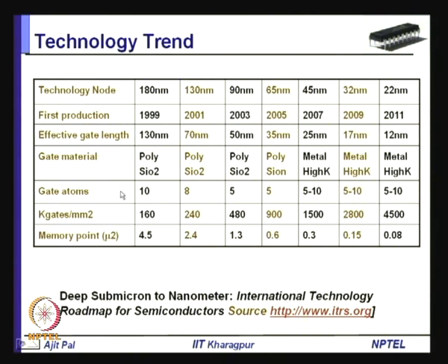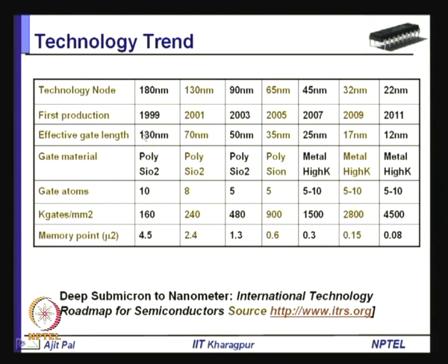And these are the other parameters, like the number of gates, in kilogates per millimeter square. It will keep on increasing: 160, then 240, then 480, and 900 to 1500, then 2800 and 4500. That is per millimeter square. So, this is another parameter, memory point.